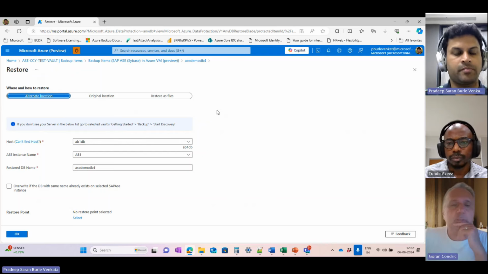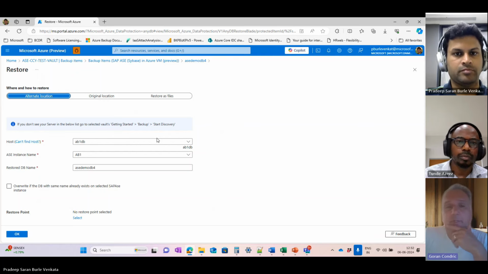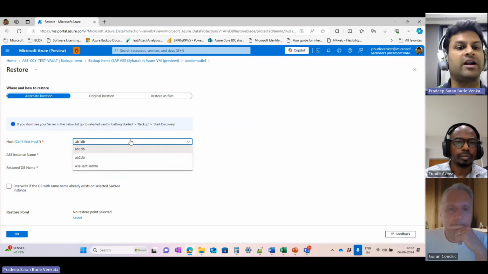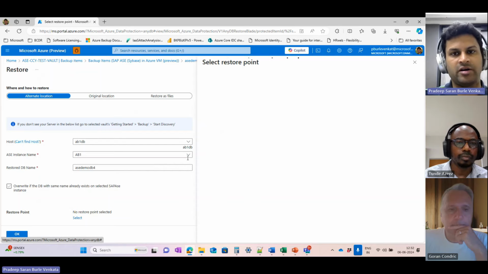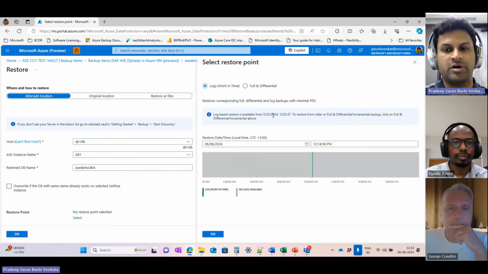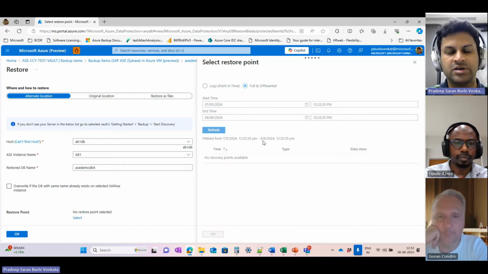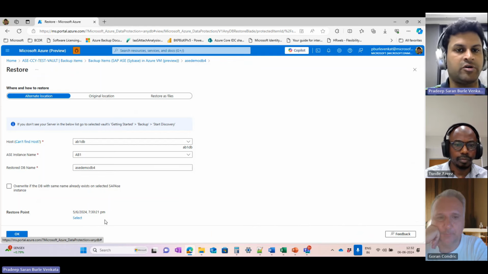So this is one really typical scenario and very important in an SAP operational landscape. Absolutely. Once you choose ALR, which is alternate location restore, you can choose your target VM, mention the instance name, and choose which restore point you want to restore. Here we will automatically show you different restore points, and then you can select one and get on with your restore.